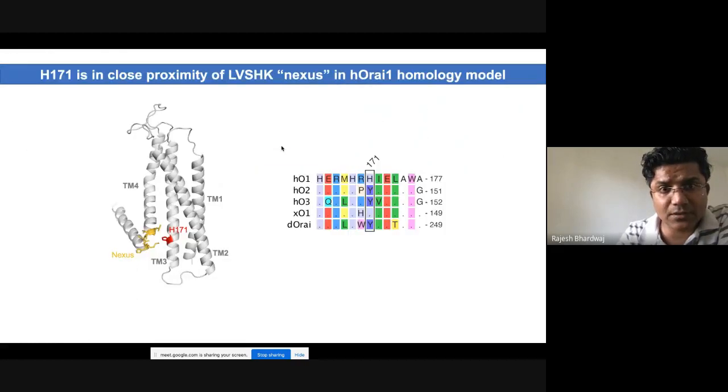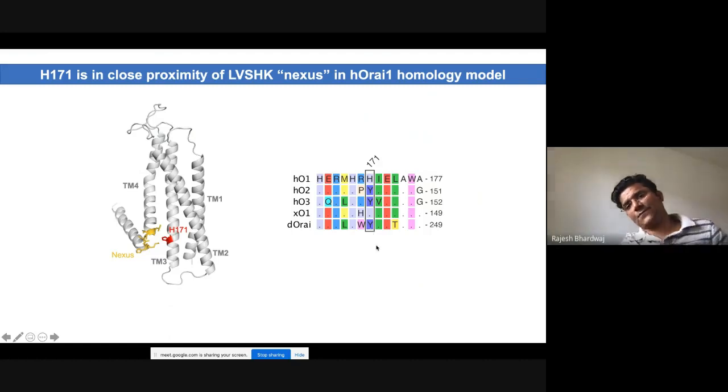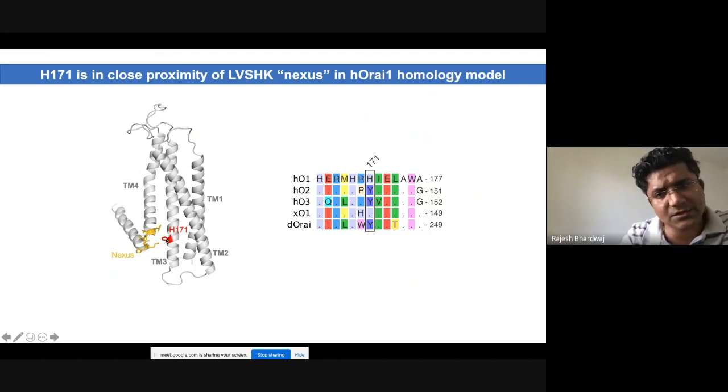So to understand that, we looked into our homology model of human ORI1, and we noted that there is a histidine at residue position 171 in close proximity to this Nexus LVSHK motif. And if you see here in the sequence alignment, this histidine is actually a tyrosine in human ORI2 and human ORI3, whereas it is conserved in Xenopus ORI1, where we saw constitutive calcium entry, and there is a tyrosine in Drosophila ORI, where we did not see the constitutive activity. So we hypothesized that maybe this histidine position, which is a tyrosine in ORI2 and ORI3, is exerting some sort of brake that would not allow the relay of this conformational propagation of the signal that leads to opening of the ORI channels.